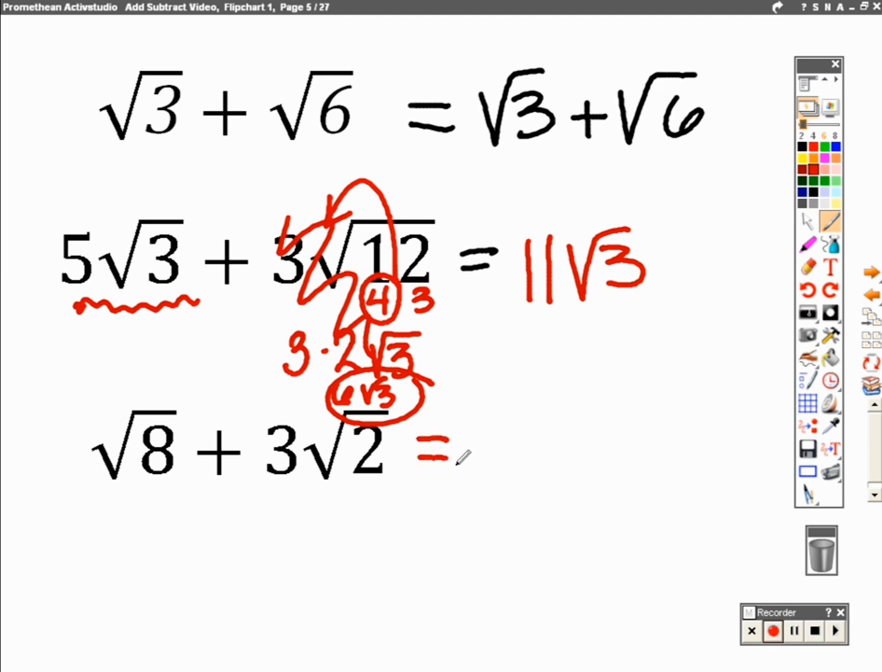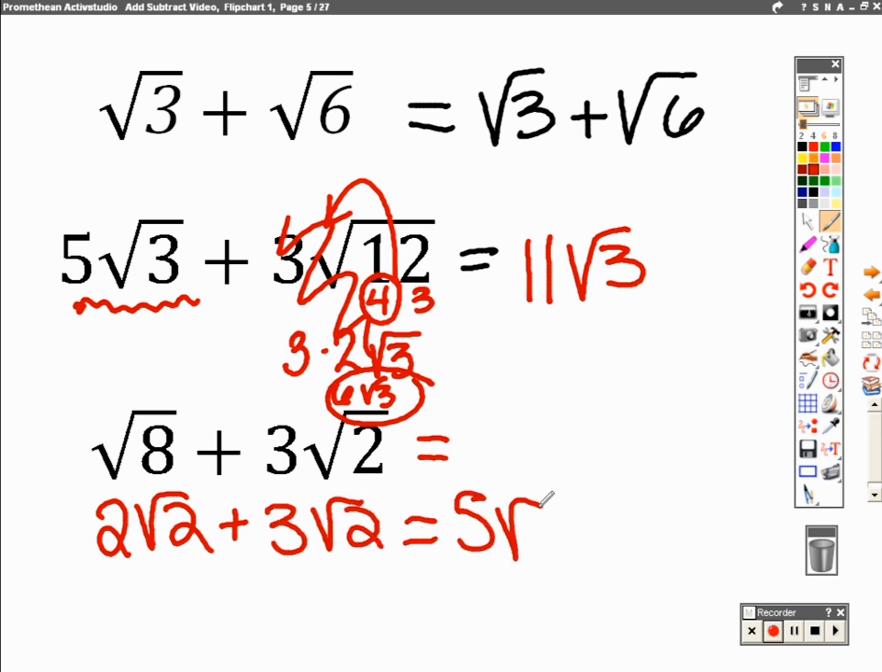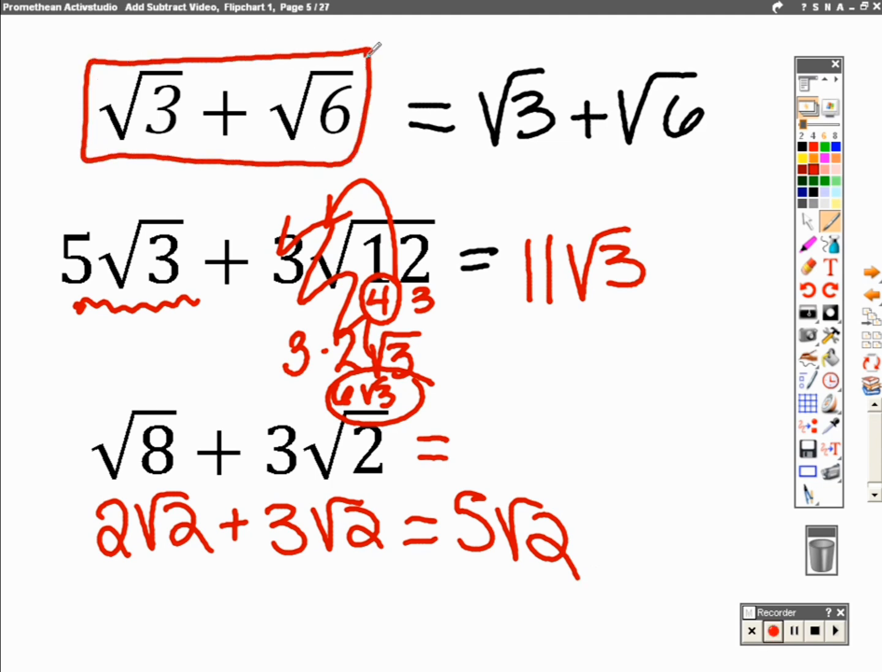All right, let's try this one. Radical 8. Now, how many times have you seen that radical 8? By now, you should know that that always simplifies to 2 radical 2. So 2 radical 2 plus 3 radical 2 is going to give me 5 radical 2. Now, sometimes, like the first problem, it looks like you can't do it, and you're right, you can't. But other times, it looks like you can't do it, and you actually can. Always look for that radical that you can simplify.